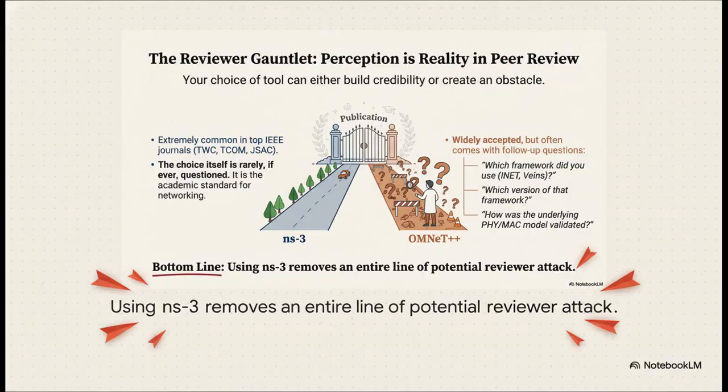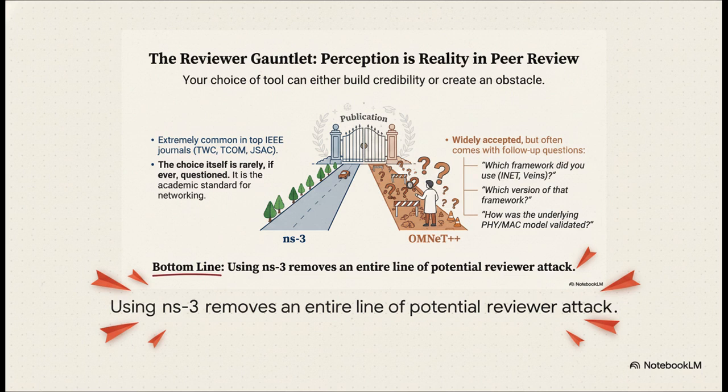In the world of top IEEE journals, let's be honest, perception is reality. Using ns-3 is kind of like taking the freshly paved highway to publication. The tool is the academic standard, so people just don't question it. Using OMNeT++ is still a perfectly good road, but it's more like a bumpy one with a bunch of gates. You're going to get stopped and asked questions.